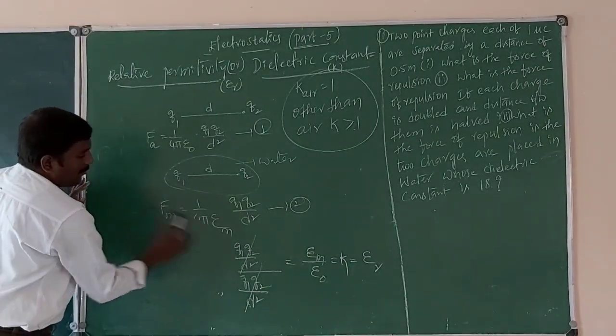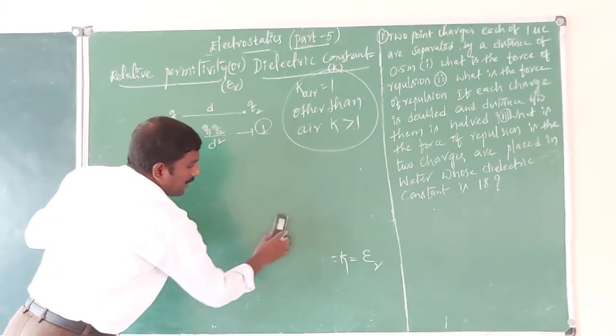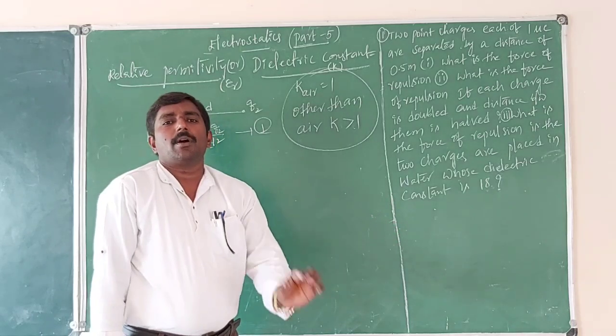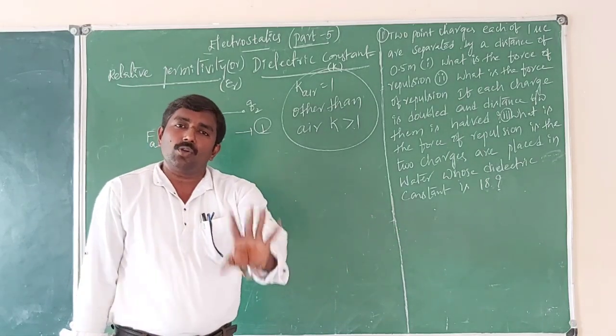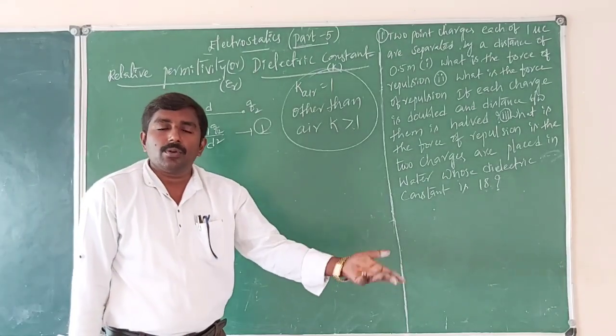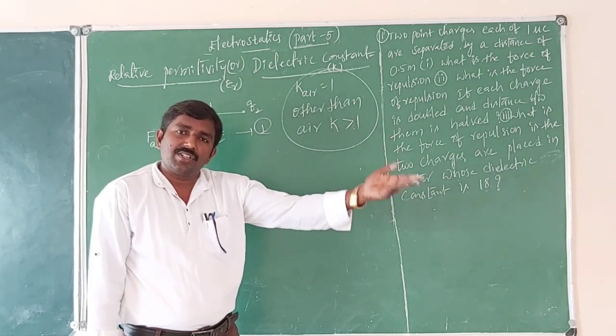Suppose, dear students, the value of K depends upon the nature of the medium. Suppose the medium is air, K equals 1; other than air, for example water, K is greater than 1. Of course, 80 or 50 or 60, whatever it is.